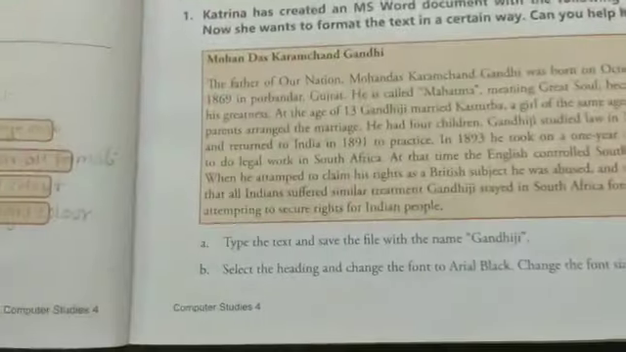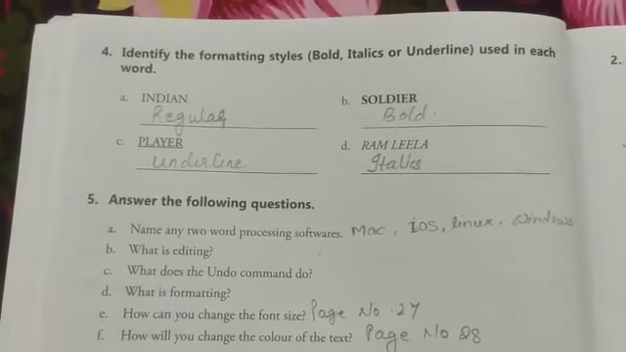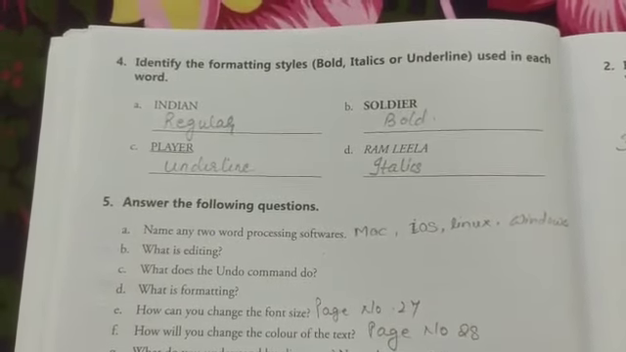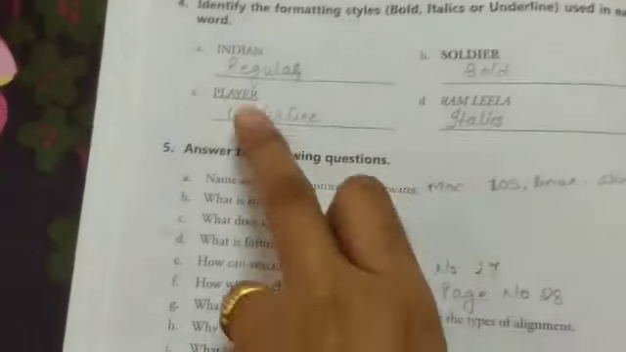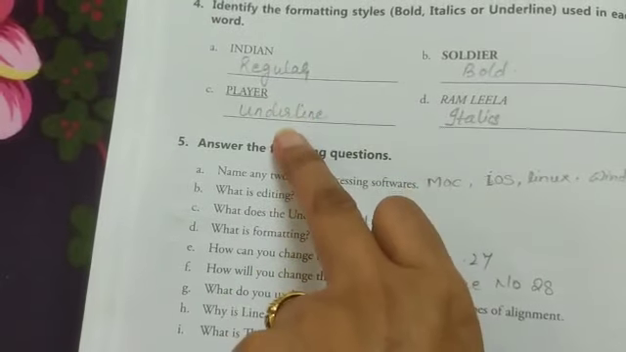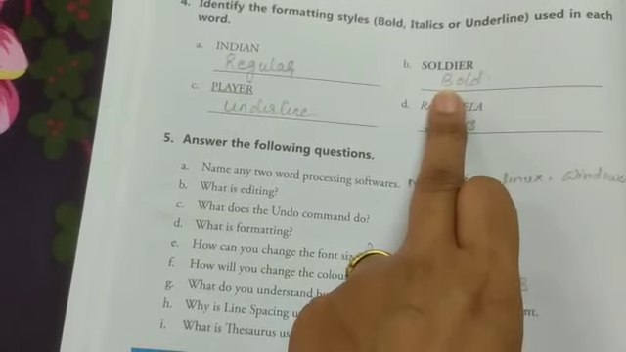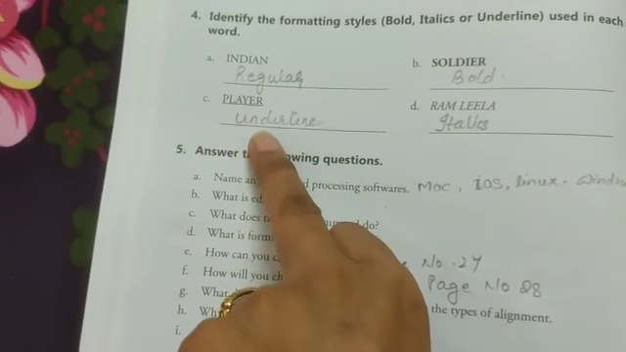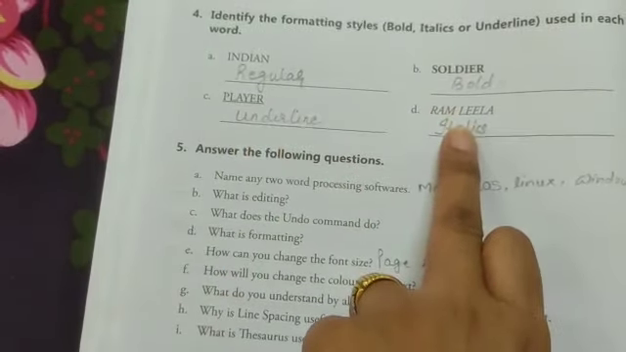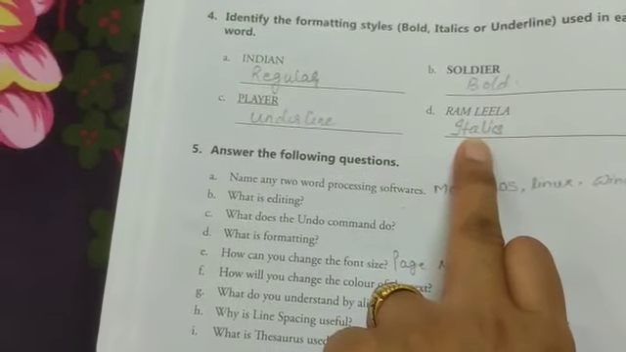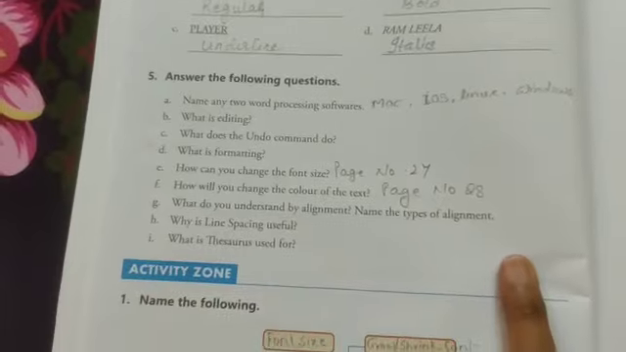Now, the next part, page number 34. Identify the formatting styles. Bold, italic or underline are used in each word. This is the first one, that is the regular one. Then the next is soldier. It is a bold one. Obviously it is underline player, then it will be underline, and the next one is the Ram Leela, that is the italics. So these are the 4 things.